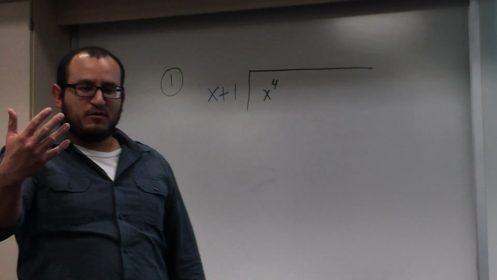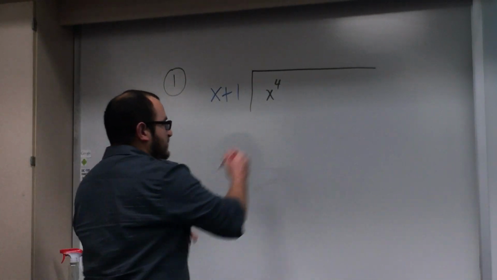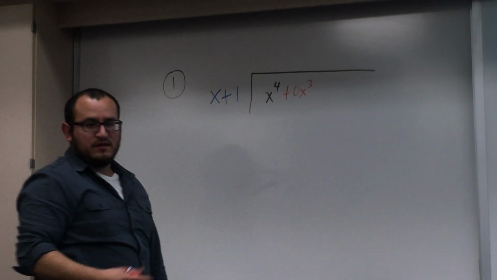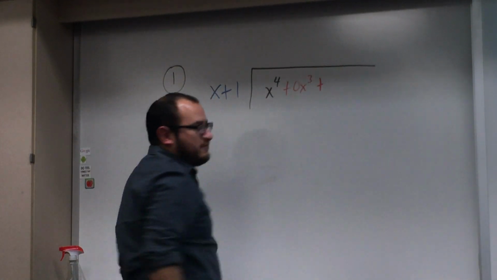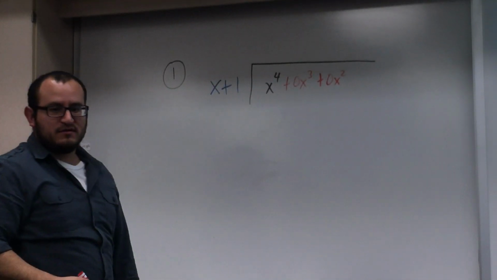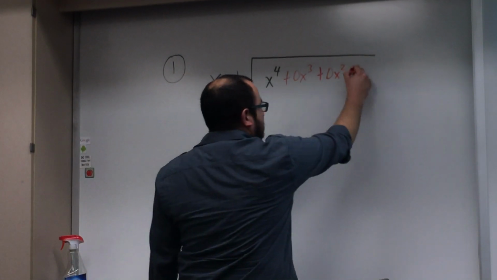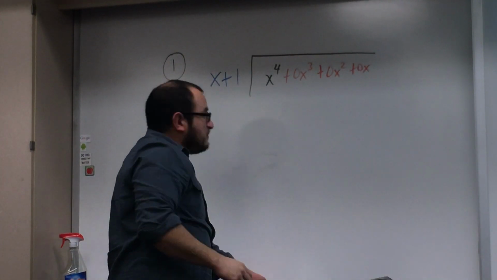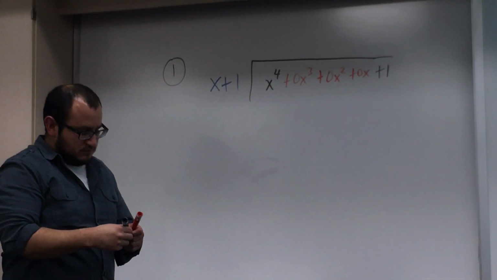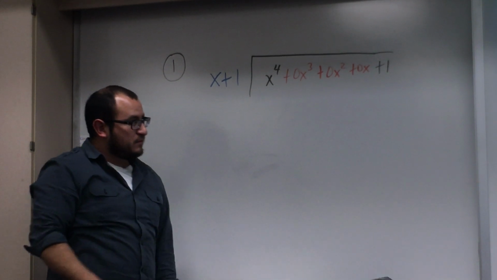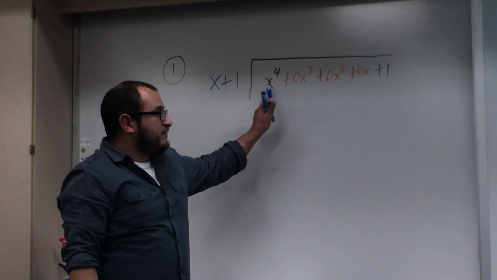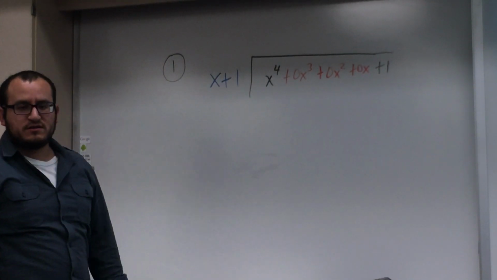So again, you ask yourself, what comes before 4? Then it's 3, so you go ahead and add plus 0x cubed. Then go ahead and add the next one. What comes before 3 is 2, x squared, 0x squared. What comes before 2 is 1, which is 0x. And then you're left with 1 at the end. So again, the most important thing is make sure that your f of x is in standard form. If not, you have to add in the zeros.